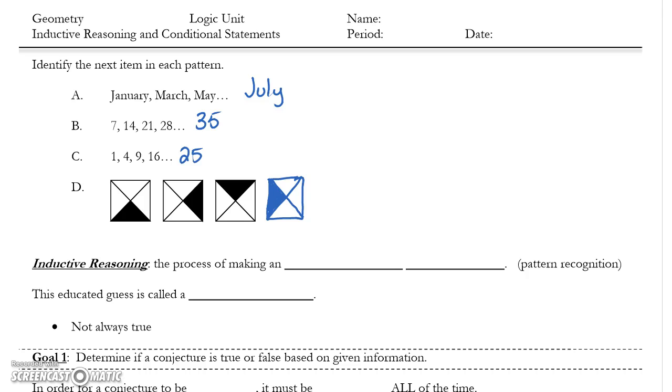So in part A, the next item would be July. In part B, the number would be 35. In part C, 25. And in part D, we'd fill in the little triangle on the left of our square. The idea here is that each one of these represents a different pattern. Part A, we skipped every other month. So we did January, skipped February, put March, skipped April, put May, and so on.